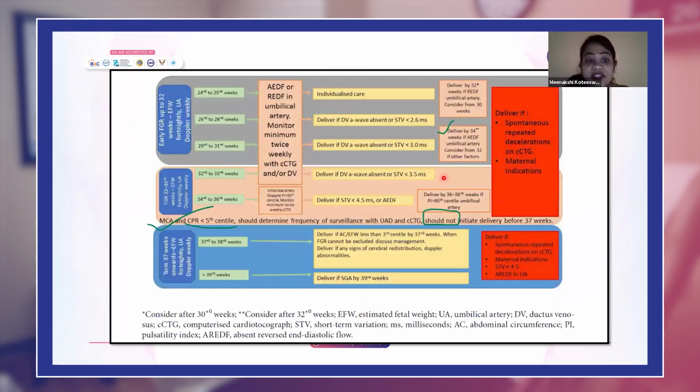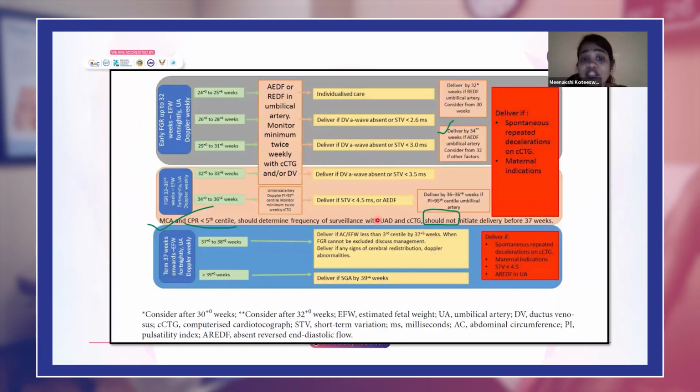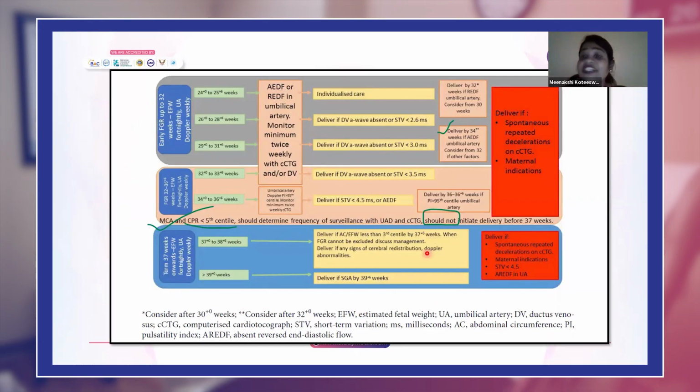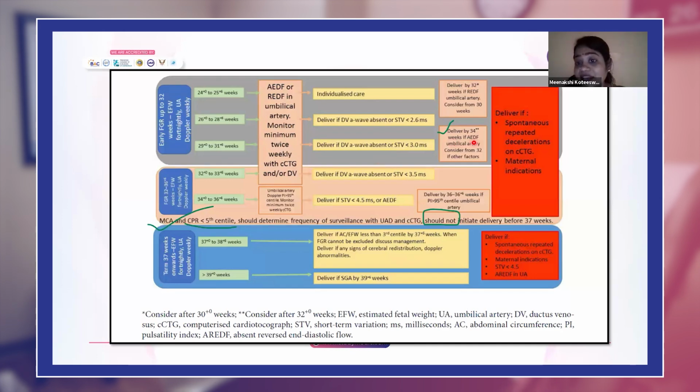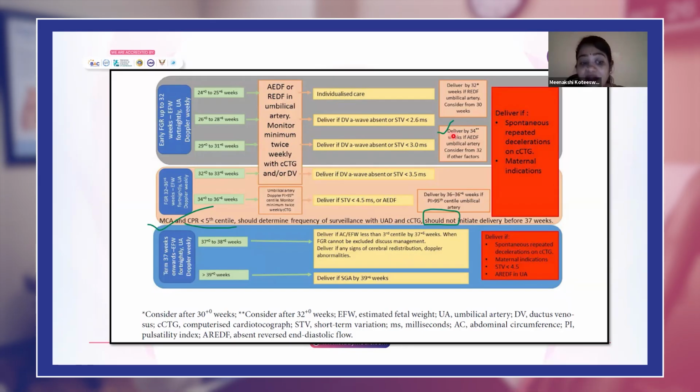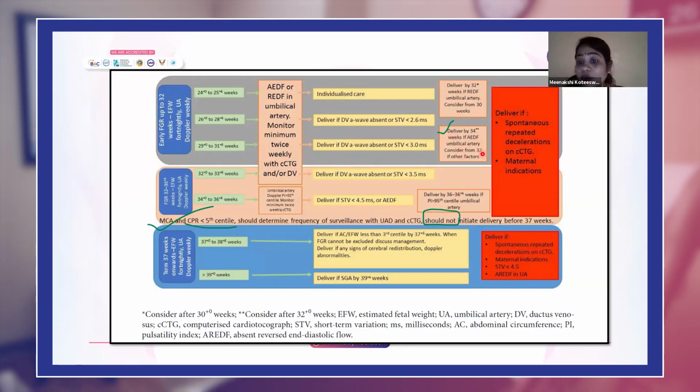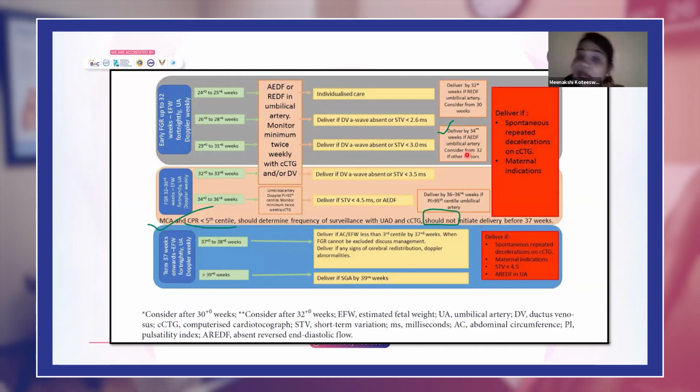So this is what we were discussing. This chart is extremely important for you all. So make sure that you go through this chart really well before you go and attempt your exam. So obviously, whenever absent end diastolic flow is there, you have to deliver by 34 weeks. And then definitely if there are any other coexisting risk factors, you can consider from 32 weeks itself, because carrying up to term becomes difficult.